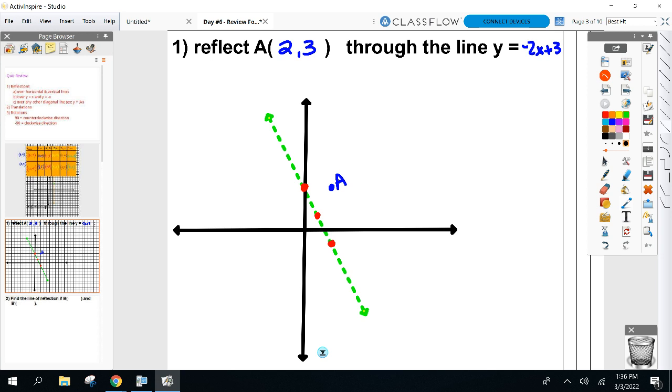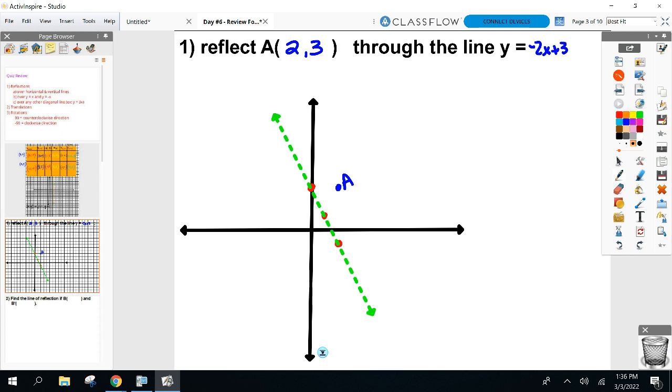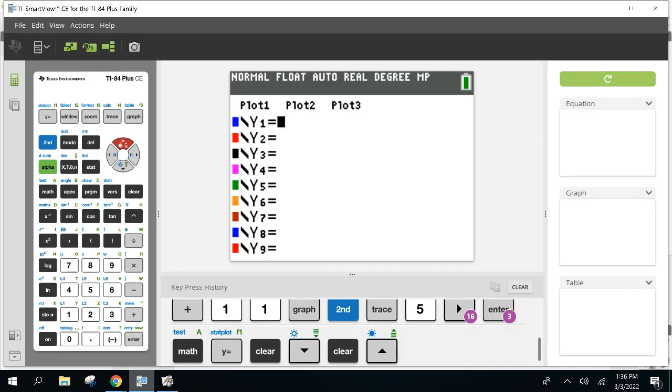All right. What I need to do is figure out wherever A prime is. I need to find the intersection of those two because that's the midpoint, if you remember. How am I going to find the intersection point? I'm going to use my graphing calculator. Everyone just go to Y1 right now. The first line I'm going to type in is my line of reflection, which I already know.